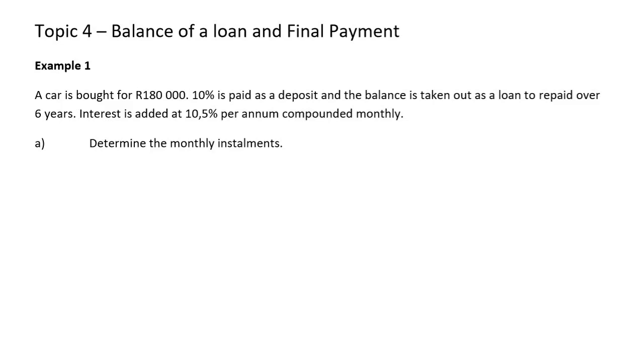Hi grade 12s. What we've done so far in financial maths is topic 1 was just a brief look at grade 11, and topics 2 and 3 were the two different annuities and the formulas and how they work and a couple of questions. And now topic 4 is the idea of balance of a loan and the final payment, which involves both of those annuities.